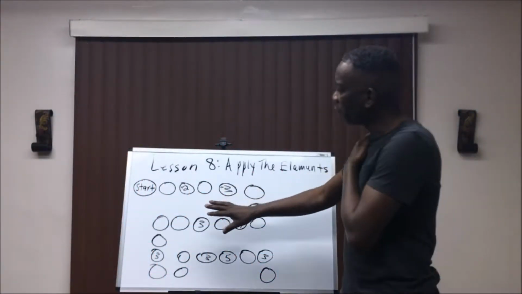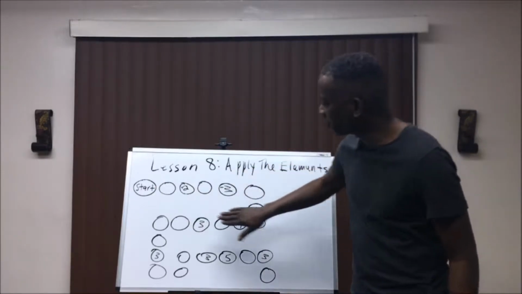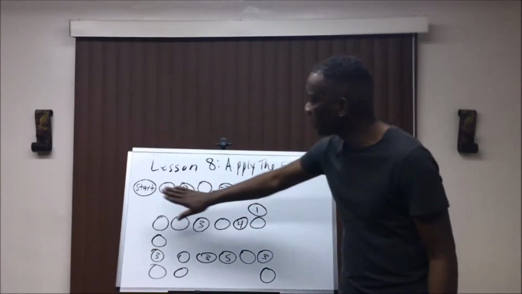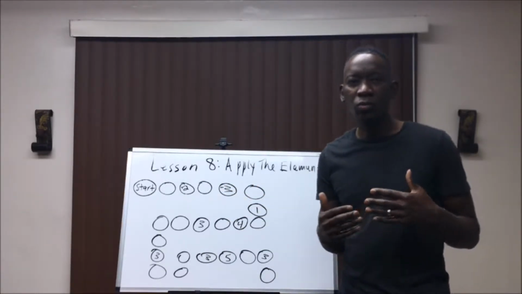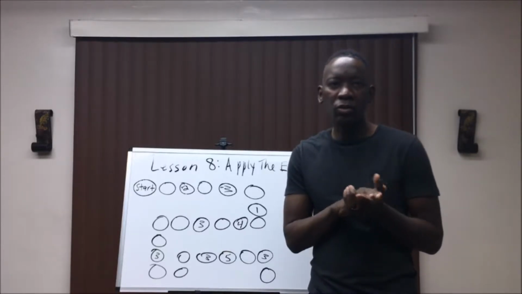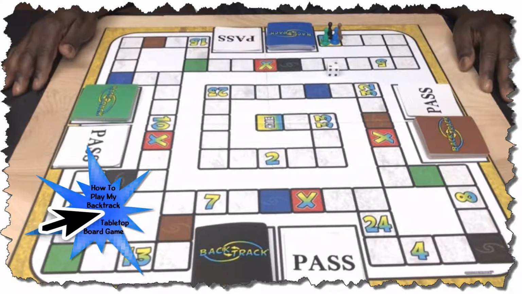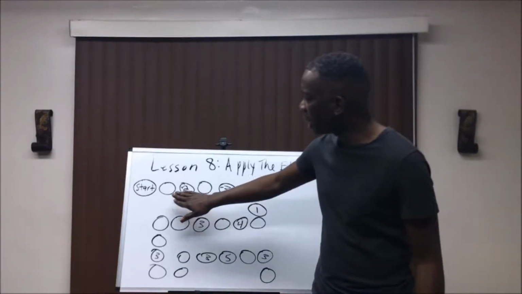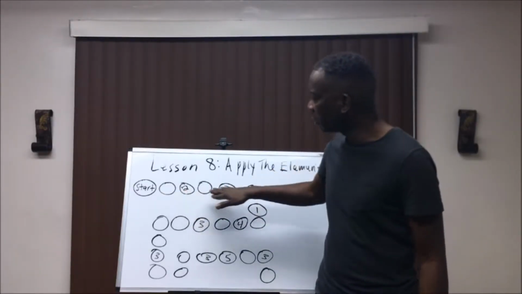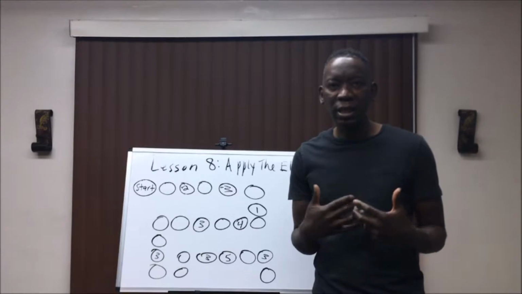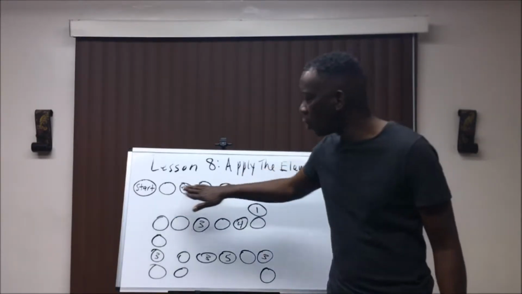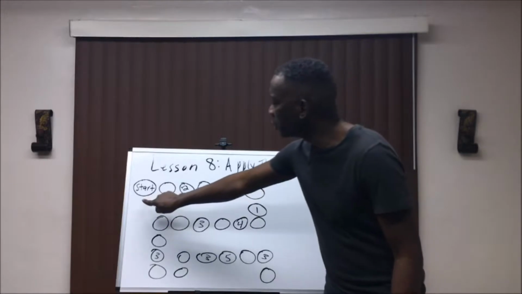So as you can see on the whiteboard, everyone, I have created a sample track to show you how to apply elements to your track. If you have an opportunity, go to my YouTube channel and you'll see a video called How to Play Backtrack. Once you watch that video, it will show you how I place my elements on the track and what the elements mean. If you study that, it'll give you a good example and idea of how to place elements on your own track. So as you can see, I have start here.